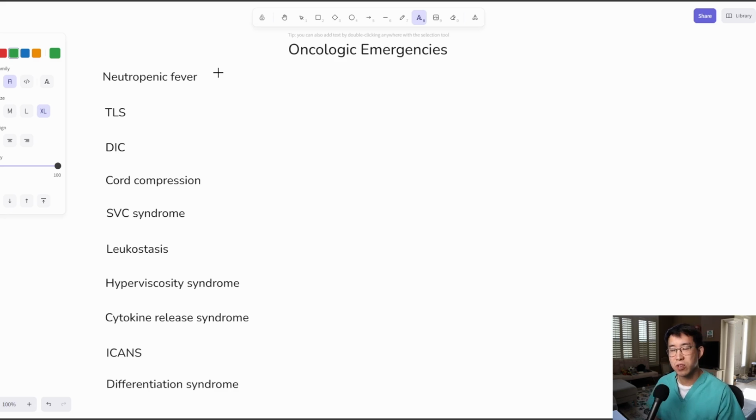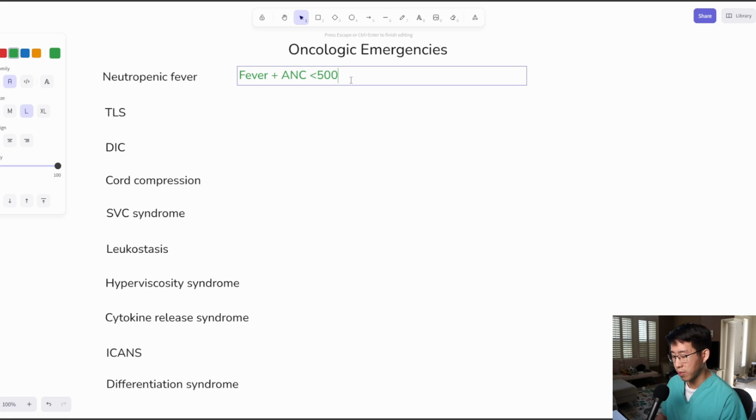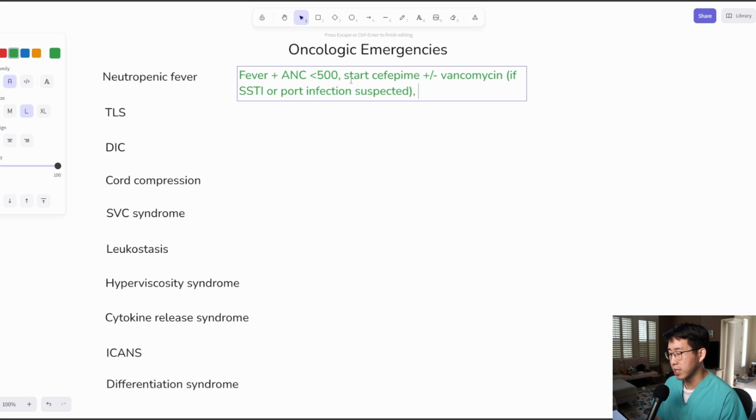For neutropenic fever, you can refer back to my video on this subject, but briefly, you're going to be on the lookout for this when you see fever plus an ANC of less than 500, and the things that you're going to need to do is start them on broad spectrum antibiotics, definitely an anti-pseudomonal like cefepime, plus or minus vancomycin if there is suspicion for a central line infection, a port infection, or a skin and soft tissue infection. Also, we're going to typically get imaging.